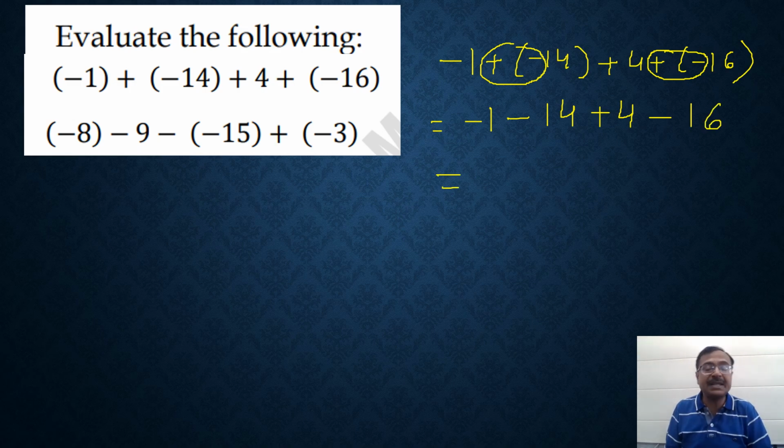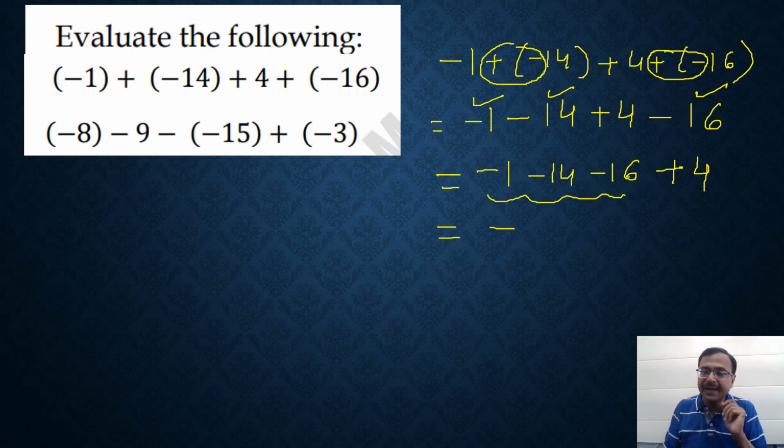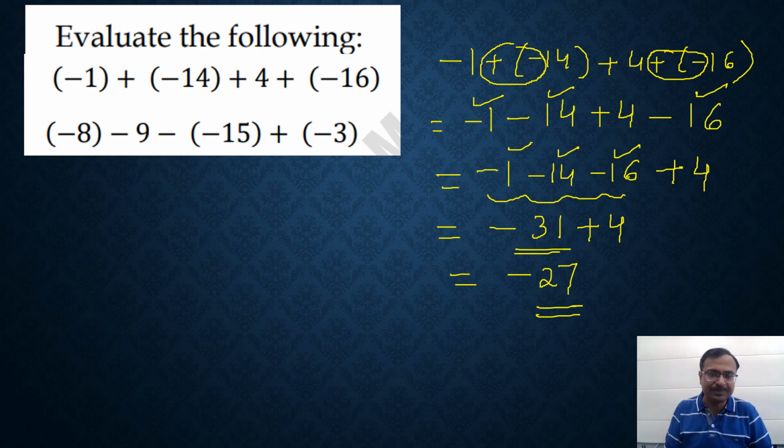And how do you add multiple integers? See, you always group the negatives first or the positives first. You can do anything, but here since I notice that there are three negative integers, I'll write all the negative integers together and the one positive integer later. So you can add all the negatives and write the negative sign along with that. Negatives and negatives, if you keep on adding them, it will give you a negative result only. So 1 plus 14 is 15 plus 16 is 31 and plus 4. So you can subtract them and put the negative sign because the larger number has negative sign. So -27 will be the answer for this question.